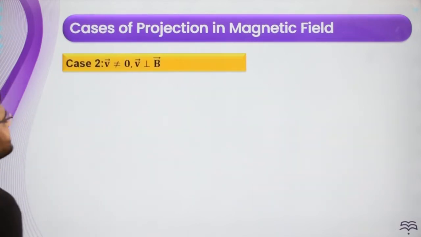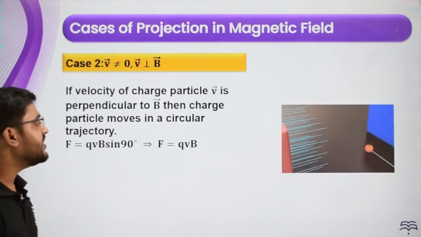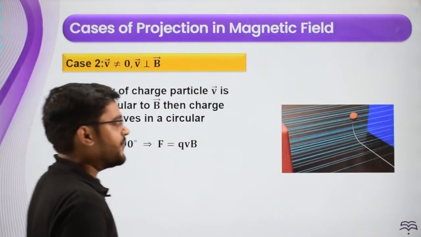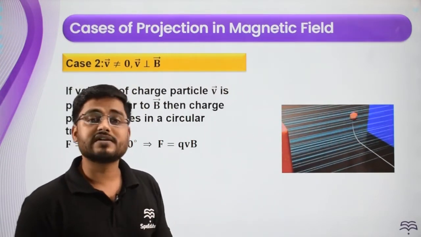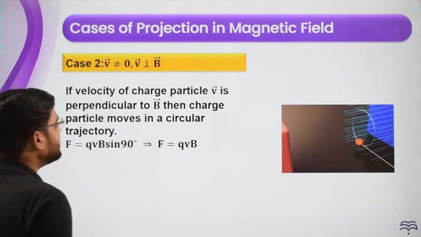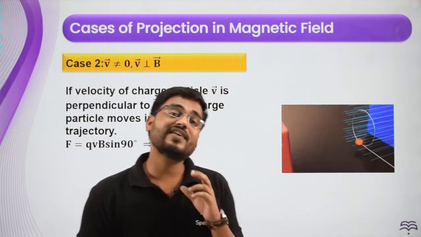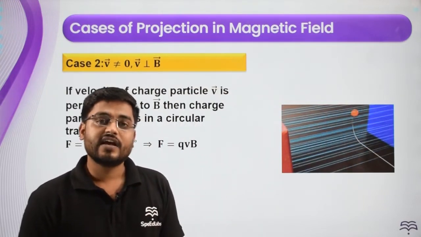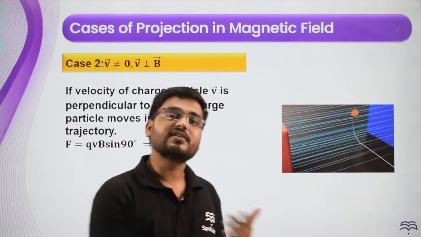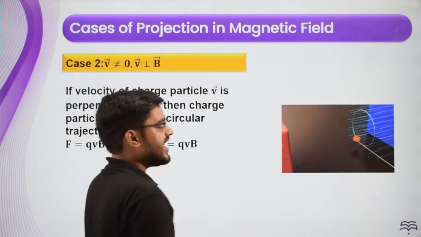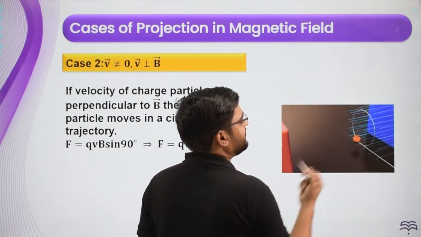Now the next case is what happens if velocity is perpendicular to the magnetic field. If that happens, the particle is going to perform a circular motion. Why? The first thing is the force provided by the magnetic field is always perpendicular to the velocity, and if force is always perpendicular to velocity, then that is only possible in a circular motion. So as the particle enters, eventually it performs a circular motion in the magnetic field, right?